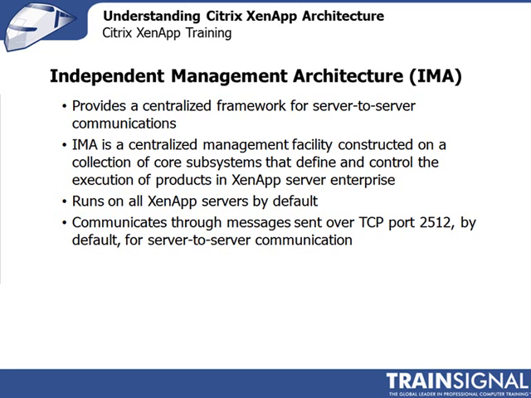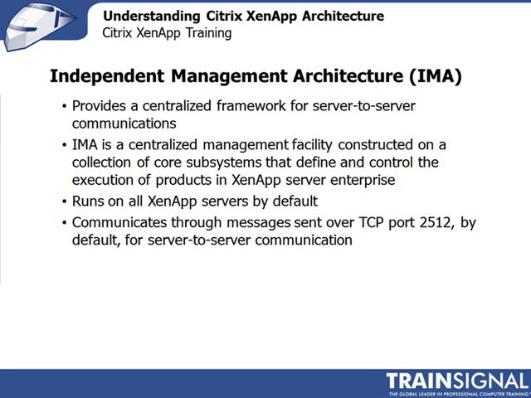So it's an architecture by which you control all the XenApp servers, and all the XenApp servers are interconnected between one another. That is the protocol that is used to create the farm, to interconnect the different XenApp servers. So by definition, the IMA is a centralized management facility constructed on a collection of core subsystems that the different XenApp servers can use in order to interconnect. IMA is also the way by which you communicate between your management console and the XenApp server.